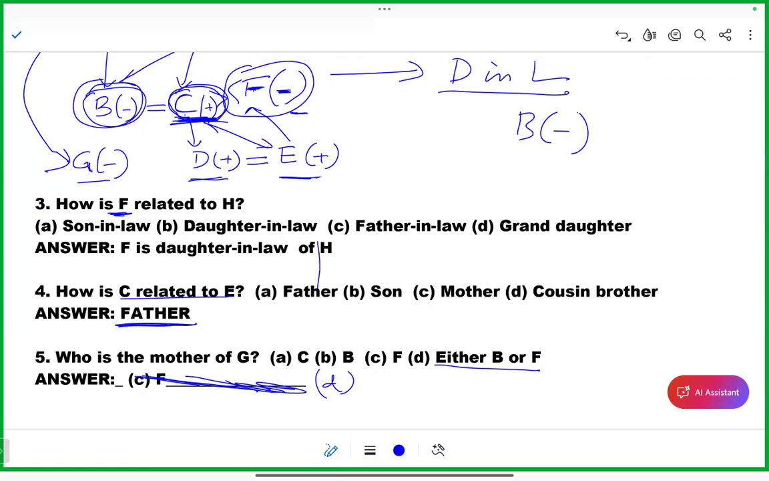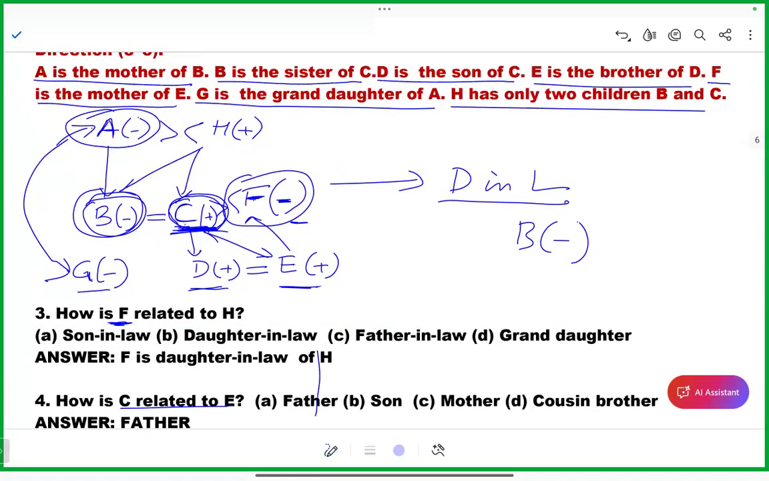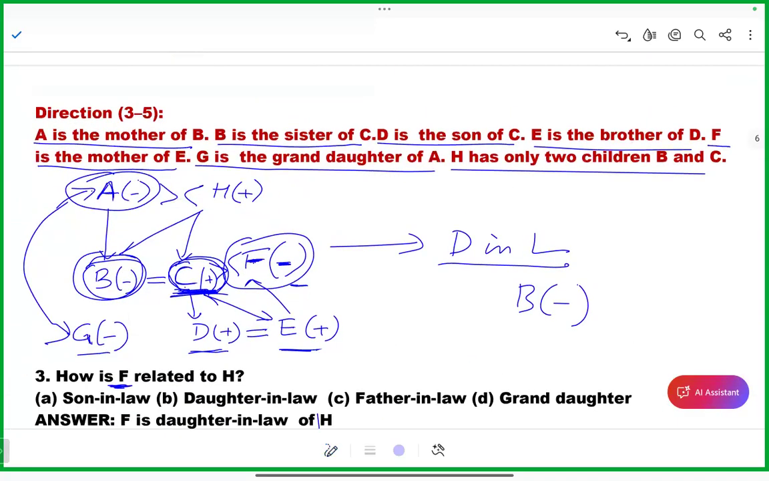Just let's check one more time, just to be mentally satisfied. Is there any relation to prove that F is the mother? Because P is the sister of C, D is the son, E is the brother, F is the mother of E. G is the granddaughter of A. He has only two children, P and C.